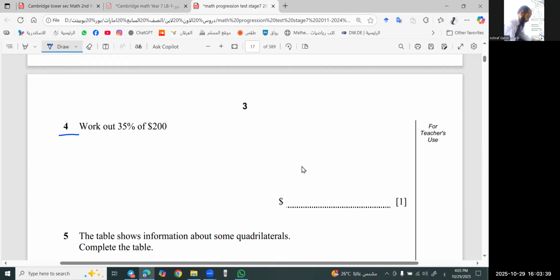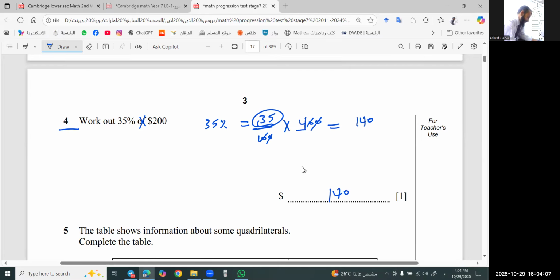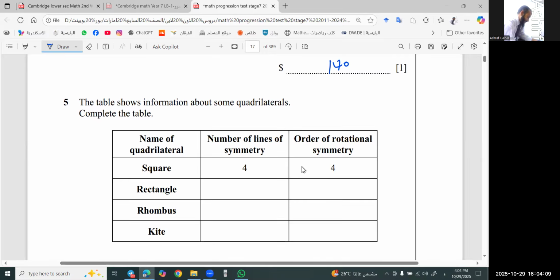No, I don't remember how. Okay, look with me, Jaida. We said "of" means times, and 35% equals what? Equals 35 over 100, multiplied by 400. Cancel this 0 with this 0 and cancel this 0 with this 0. So if we have 35 times 4, we get what? We get 140. So the final answer is 140.